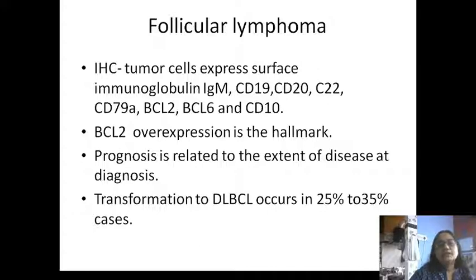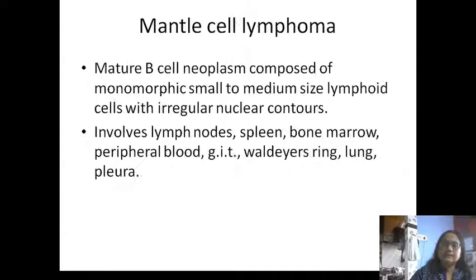Prognosis is related to the extent of the disease at diagnosis, and this follicular lymphoma may undergo transformation into diffuse large B cell lymphoma in some cases. Mantle cell lymphoma, the third one. This is another mature B cell non-Hodgkin neoplasm composed of monomorphic small to medium sized lymphoid cells with irregular nuclear contours.